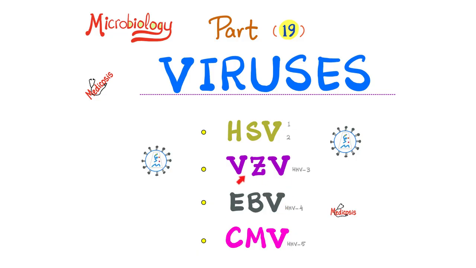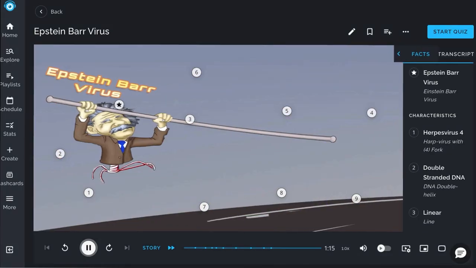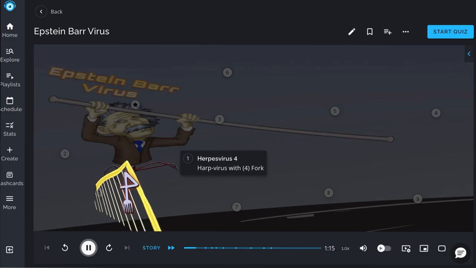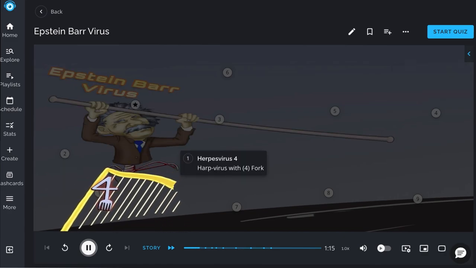Next is Epstein-Barr virus, which causes infectious mononucleosis, otherwise known as the kissing disease, because it's transmitted through saliva. Epstein-Barr virus is portrayed by Einstein-Barr virus, as he's trying to do a pull-up on the bar. This virus is also called human herpesvirus 4, the harp with the 4 fork.